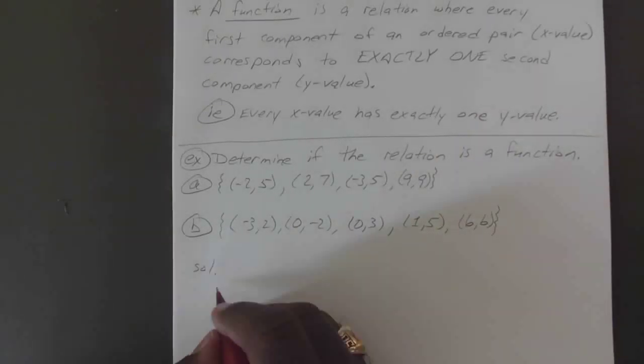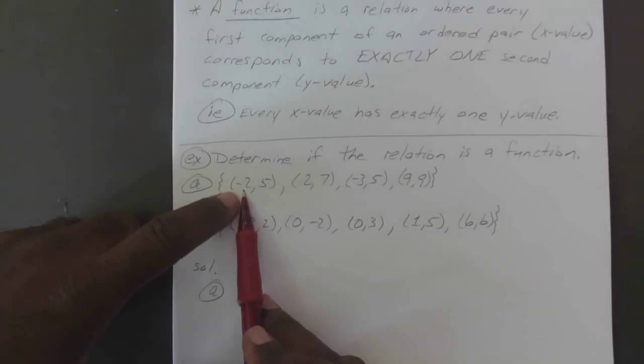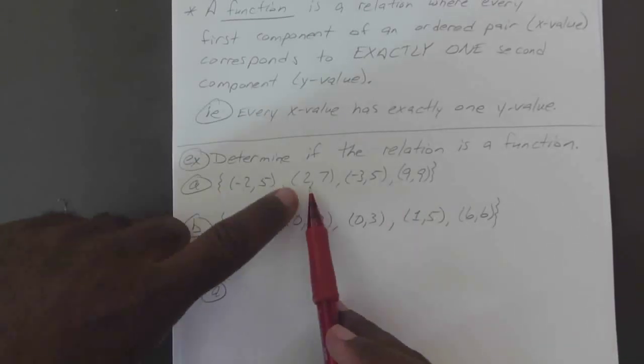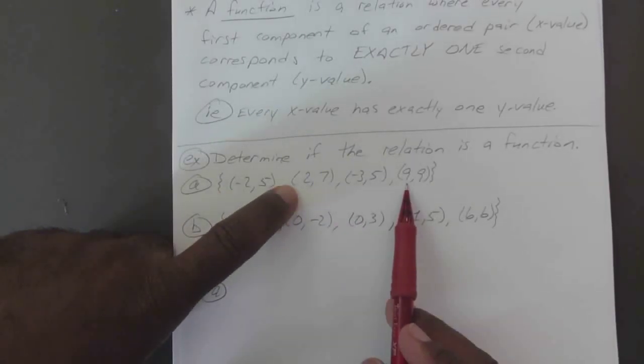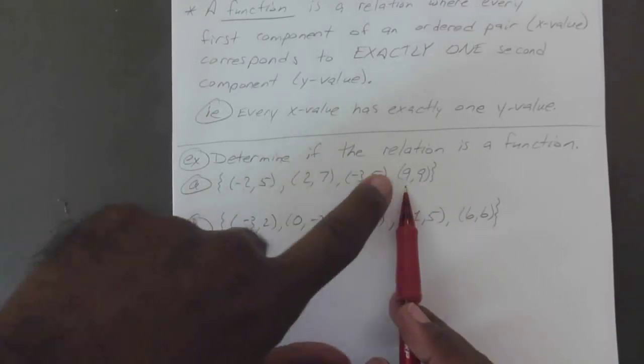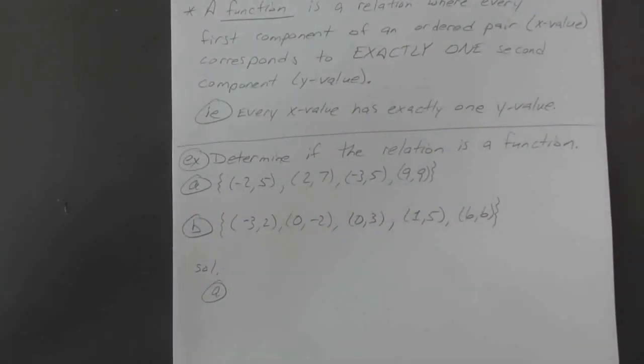All right, so let's start with A. Okay, so is A a function or not a function? Nope. Yep, actually A is a function. And all you have to do is look at all of your x values. Because if you look at x equals -2, you don't have x equals -2 for any other y value. You look at x equals 2, you don't have x equals 2 anywhere else. You have x equals -3, you don't have -3 anywhere else. You look at x equals 9, you don't have 9 listed anywhere else for x. Okay, so actually A is a function.